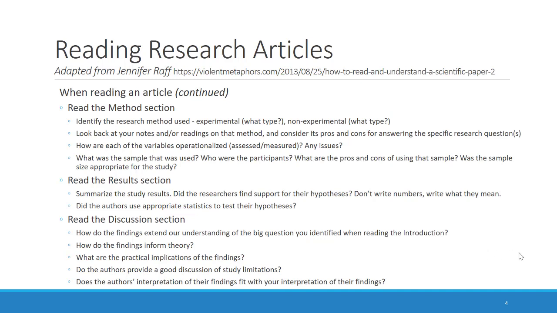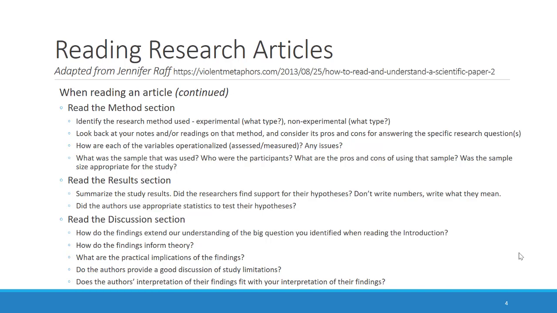Continuing on to the method section. When you're reading the method section, you want to identify the research method used. So is it experimental? Is it non-experimental? What type of experimental or non-experimental study is it? And based on your knowledge from Research Methods 1 and our review previously, what are some of the pros and cons or limitations of the type of method that they used in light of what they're trying to study? So you want to look back at your notes and your readings on that method if you need to, remind yourself, and consider the pros and cons for answering that specific research question.